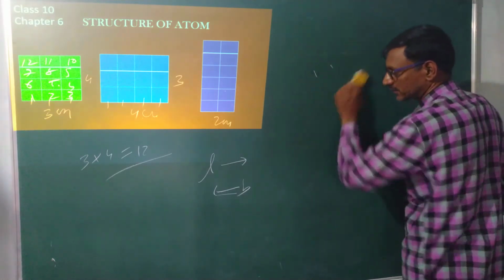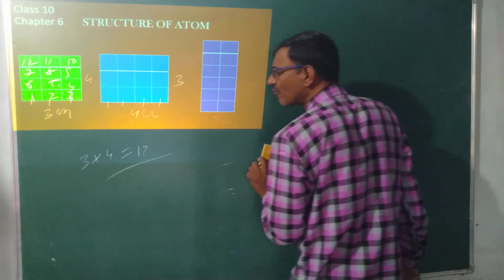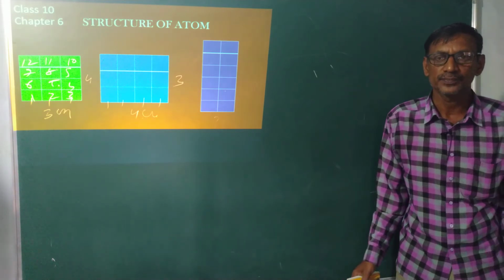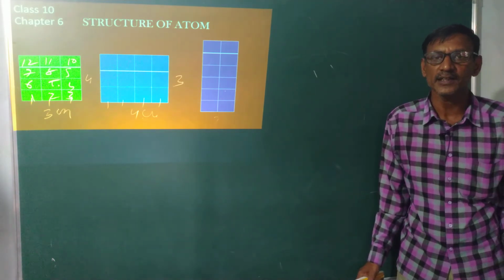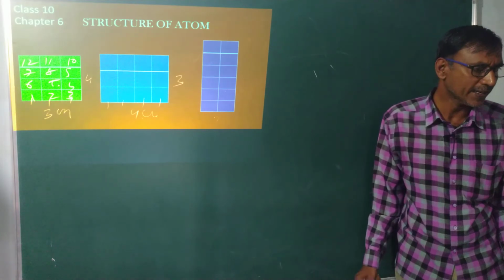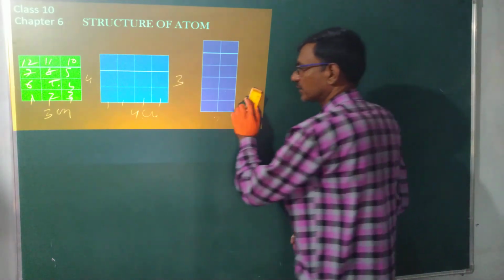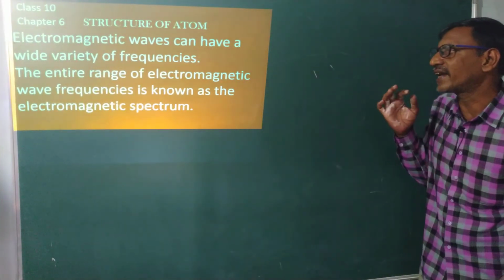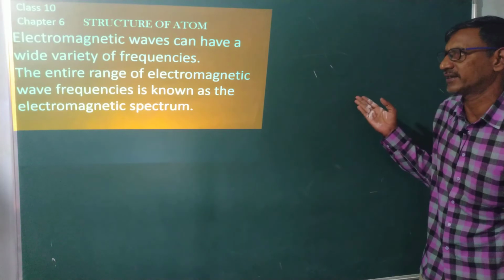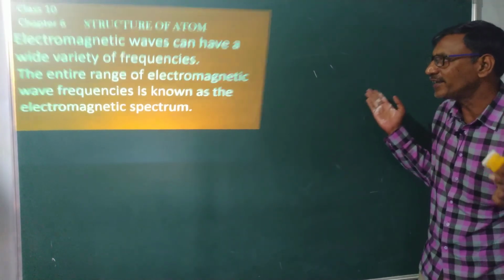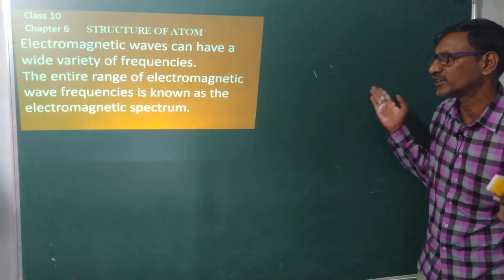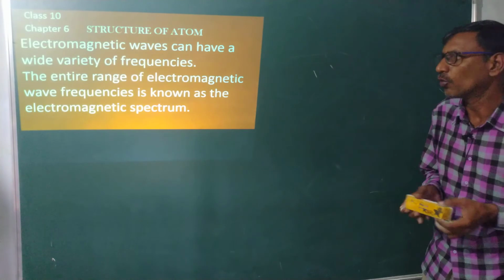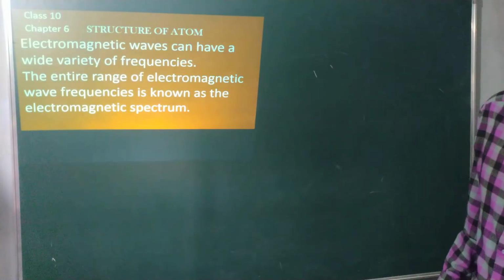So frequency helps us to understand electromagnetic waves. Electromagnetic waves have a wide variety of frequencies. The entire range of electromagnetic wave frequencies is known as the electromagnetic spectrum. Now, one more important point I would like to go back to.